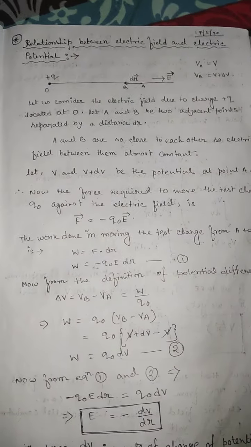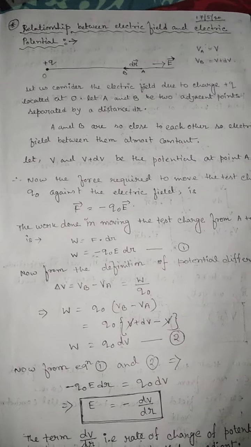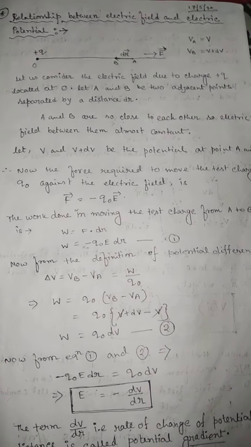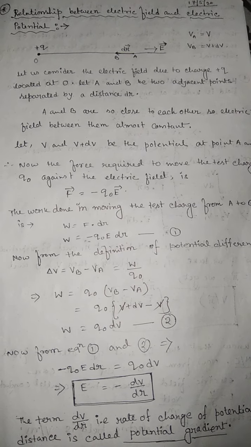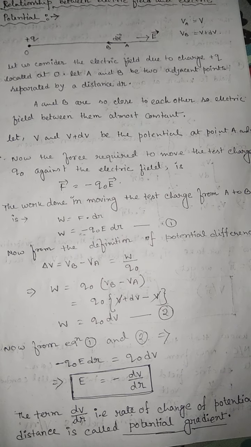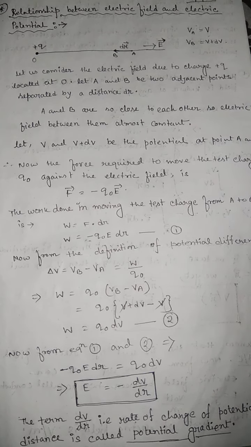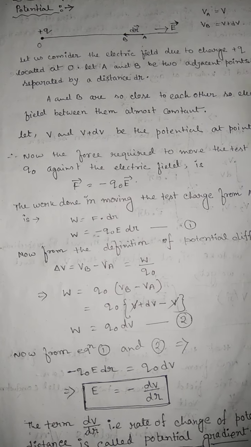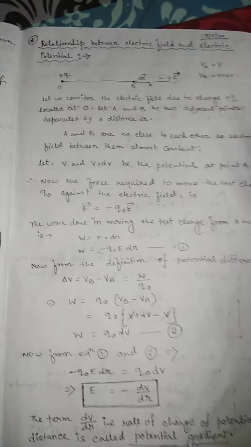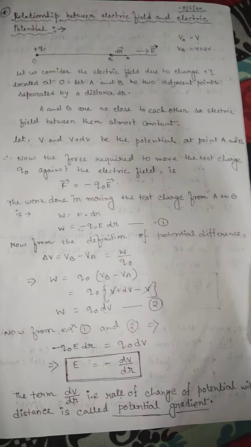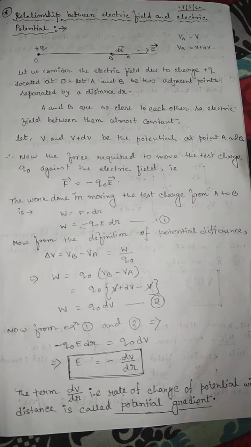Okay, so dear student, today we discuss the relationship between electric field and electric potential. In last class, we derived the electric potential due to an arbitrary point or any general point, and the potential due to a system of charges, and some numericals related to that topic.